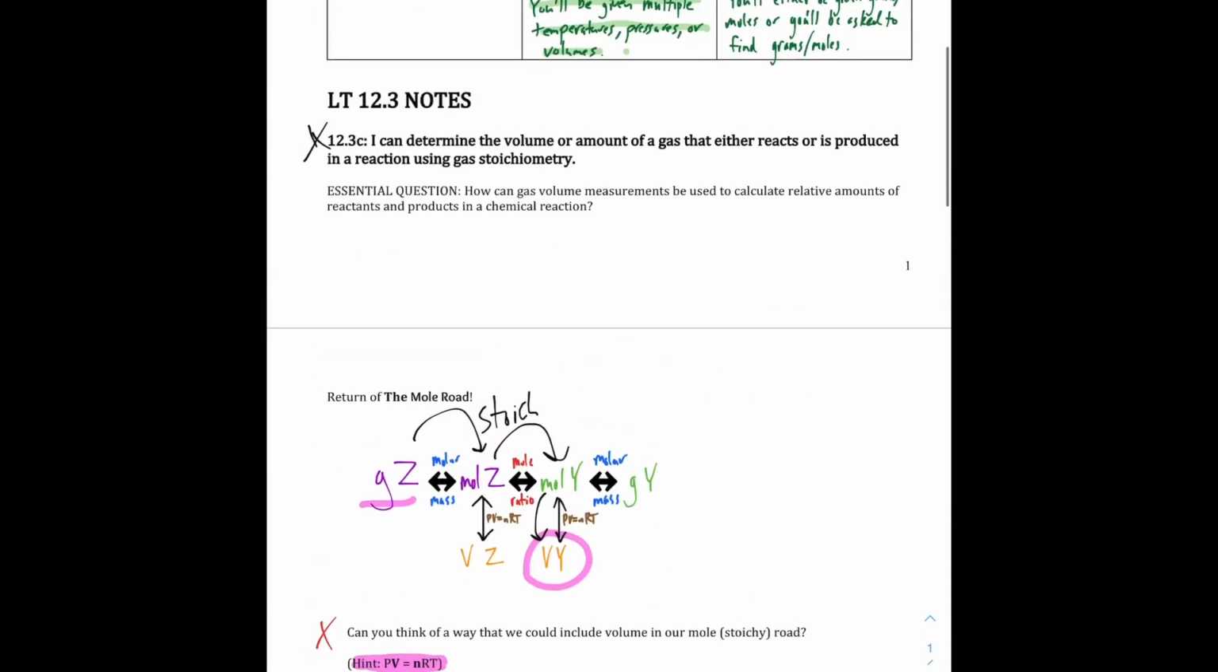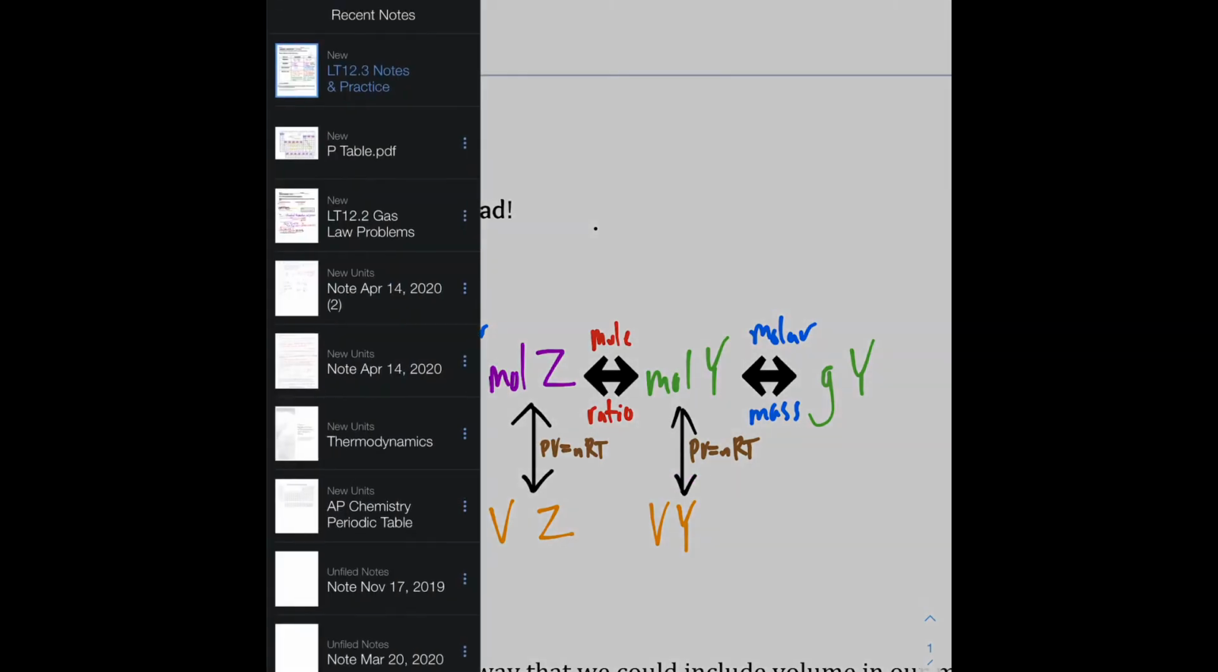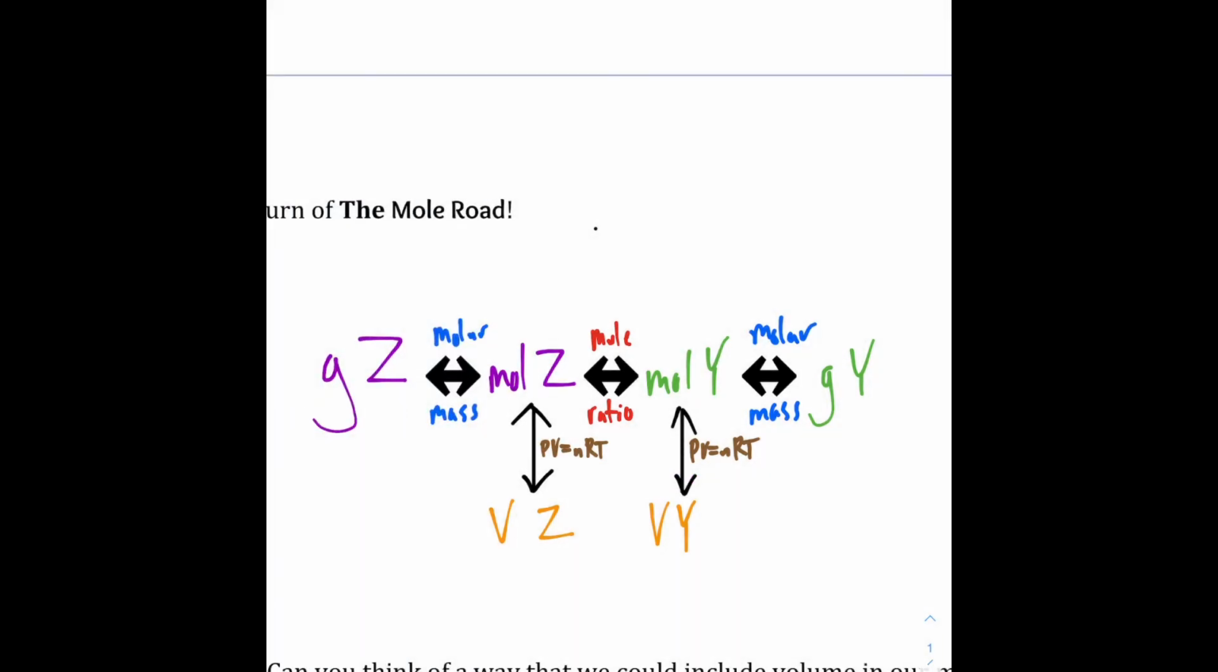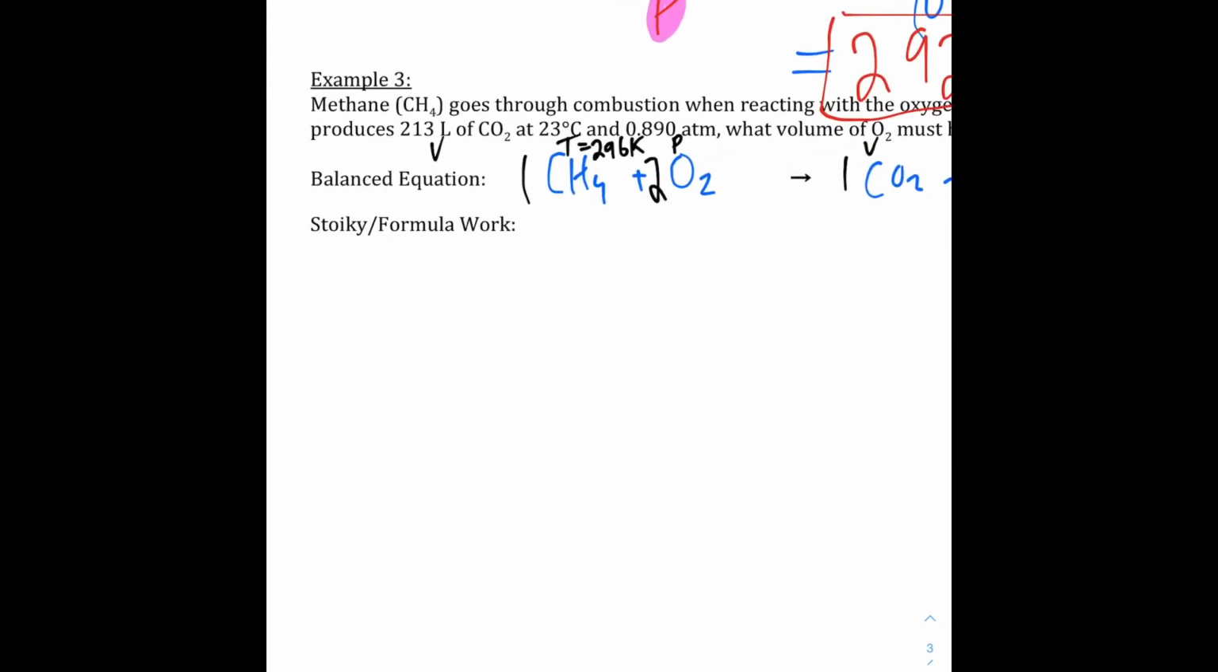Let's go back up to that little chart. We're given volume, and we're asked to find volume. It's not bad. It really isn't. We're going to convert from volume to moles using PV equals nRT. We're going to use our mole ratio, and then we're going to use PV equals nRT again and get back to our volume. That's our steps. Watch for it. We're going to do a 1, 2, 3.